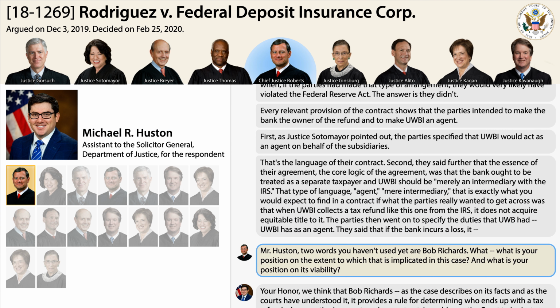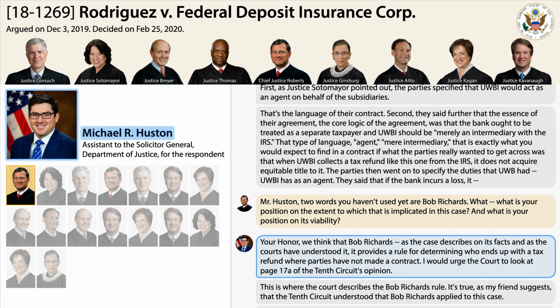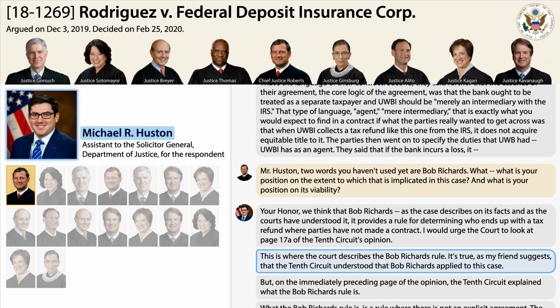What is your position on the extent to which that is implicated in this case, and what is your position on its viability? Your Honor, we think that Bob Richards, as the case describes on its facts and as the courts have understood it, provides a rule for determining who ends up with a tax refund where parties have not made a contract. I would urge the Court to look at page 17A of the Tenth Circuit's opinion. This is where the Court describes the Bob Richards rule.